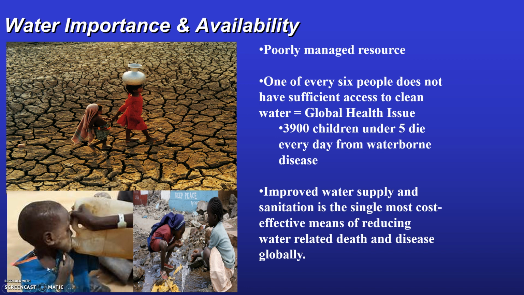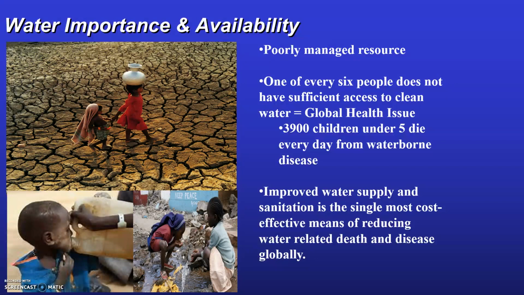Just using a simple point of use disinfection in some of these poorer countries would result in improved drinking water quality that would lead to about a 45% reduction in diarrhea episodes. So 1 out of every 6 people doesn't have sufficient access to clean water, and this is still a global health issue, even though we're trying to cut this in half based on the United Nations Millennium Development Goals.